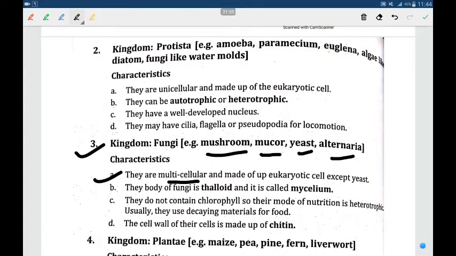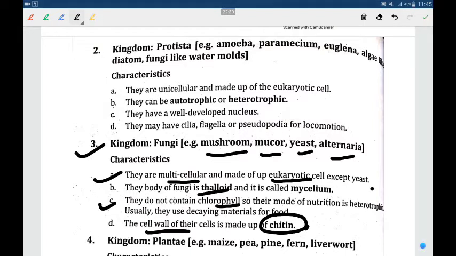Previously we have studied unicellular, eukaryotic cell, but yeast is prokaryotic. Their body is thalloid. It is called mycelium. Thalloid. It's not divided into stem, leaves. They lack chlorophyll. And next thing we have to remember, one compound is there, chitin.